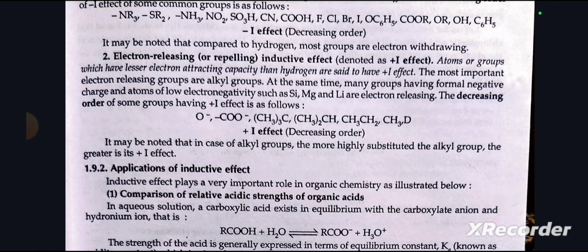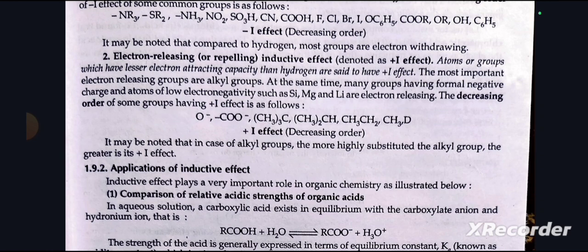Second, electron releasing or repelling inductive effect, denoted as +I effect. Atoms or groups which have lesser electron attracting capacity than hydrogen are said to have a +I effect. The most important electron releasing groups are alkyl groups. At the same time, many groups having a formal negative charge and atoms of lower electronegativity such as Si, Mg, and Li are electron releasing.